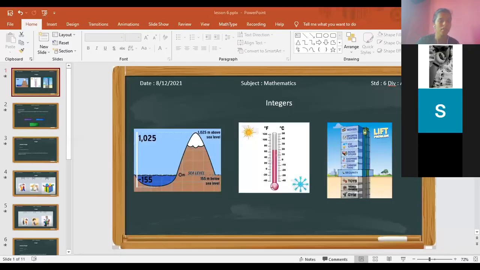Okay, so today we are going to move forward to the topic which I have learned, which is integers. So let me share the screen. Okay, can you see my screen? Yes, ma'am.